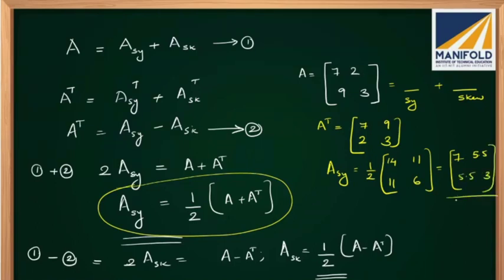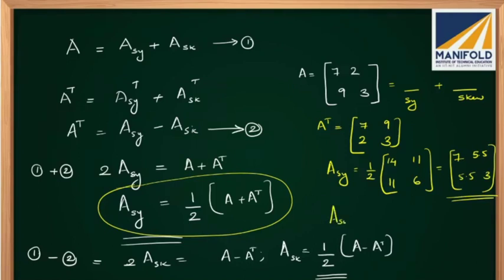Correct? And you know this is a symmetric part, the symmetric matrix, because the diagonal elements are different, but the off-diagonal elements are the same. This is definitely a symmetric matrix. Okay. Now, how do you get the skew symmetric part?